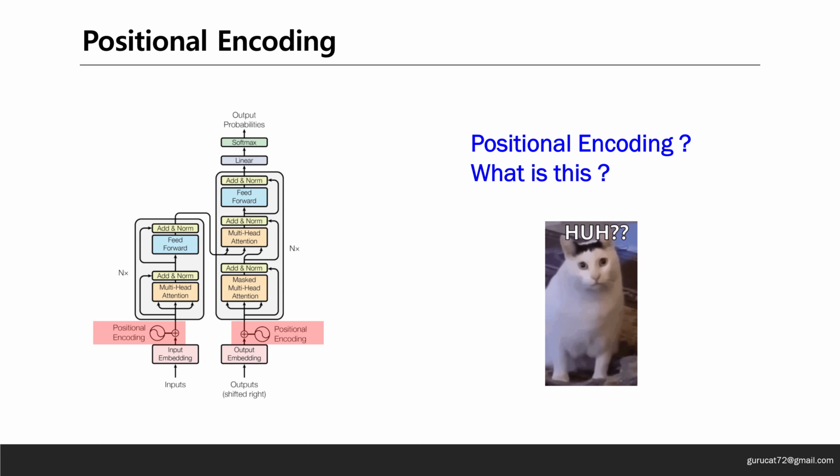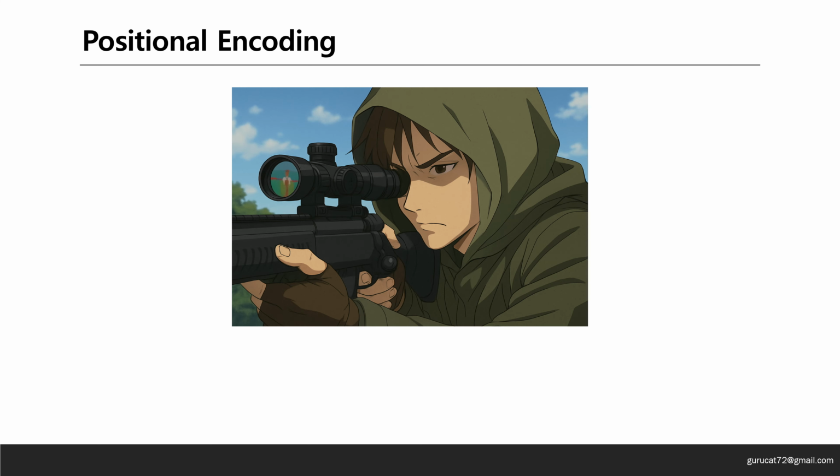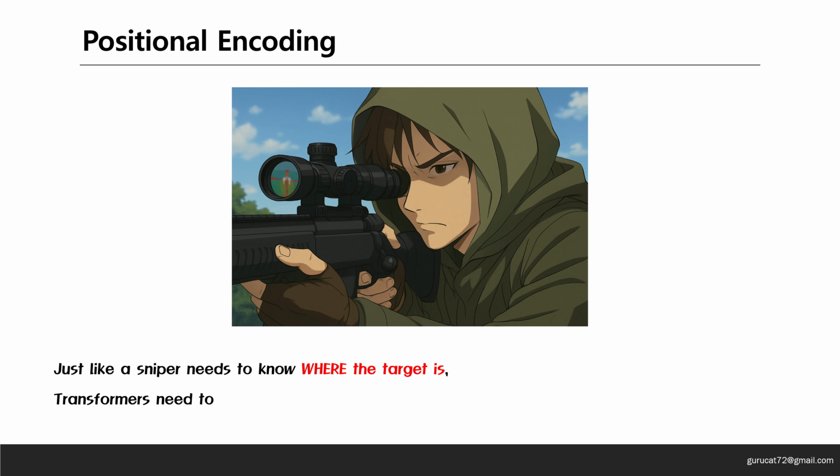What does positional encoding do? Imagine you're a sniper. You see a target through your scope. What's the first thing you need to know? Where is the target, right? The position, the location. If you don't know where the target is, you can't hit it. Position is very important. Same deal with transformers. Transformers need to know where each chunk is in the sequence. Without knowing where things are, the transformer is shooting blind. And that's exactly the problem we're solving today.